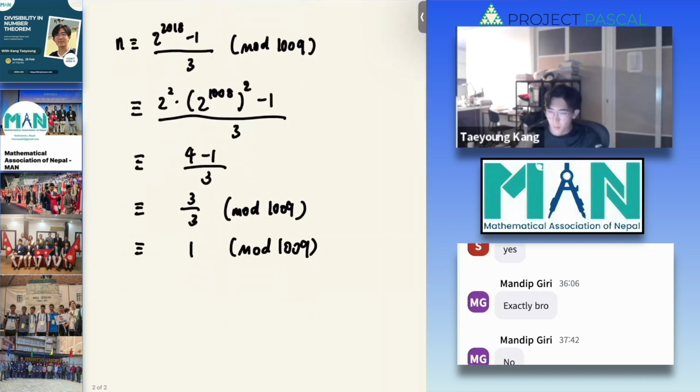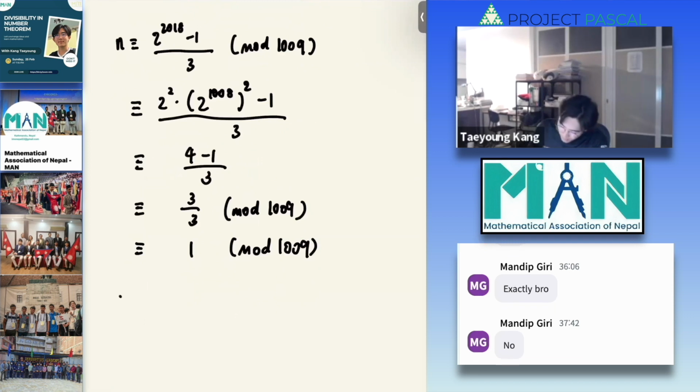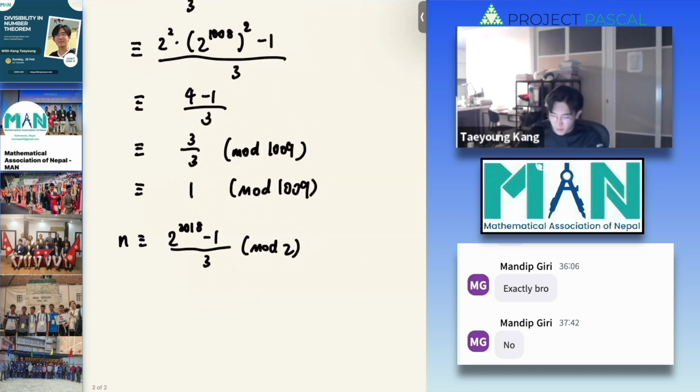What about mod 2? N is congruent to (2 to the power of 2018 minus 1) divided by 3 mod 2. What do we notice? The top here is an odd number, right? And the bottom here is also an odd number. So an odd number divided by an odd number should give you what? An odd number also, right? And odd numbers are 1 mod 2.